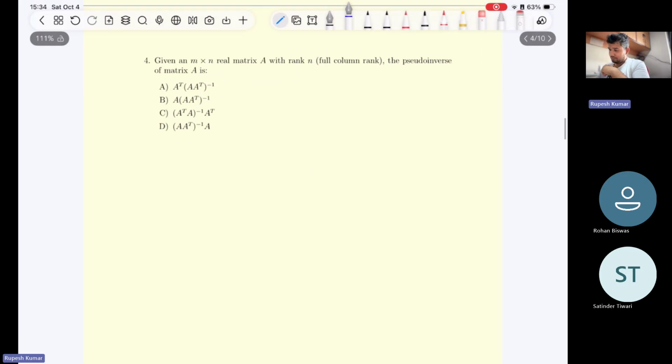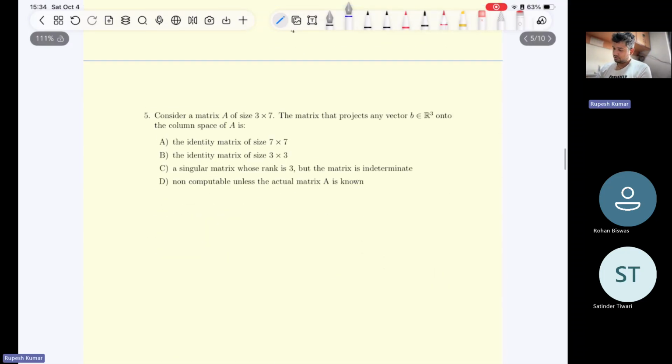Next question, given an M cross N matrix, the pseudo inverse of a matrix with rank N, right? So again, M is greater than or equal to N. So what is the formula for pseudo inverse? (A transpose A) whole inverse into A transpose. Option C, right? Any doubts? Right. So let's move on to the next question.